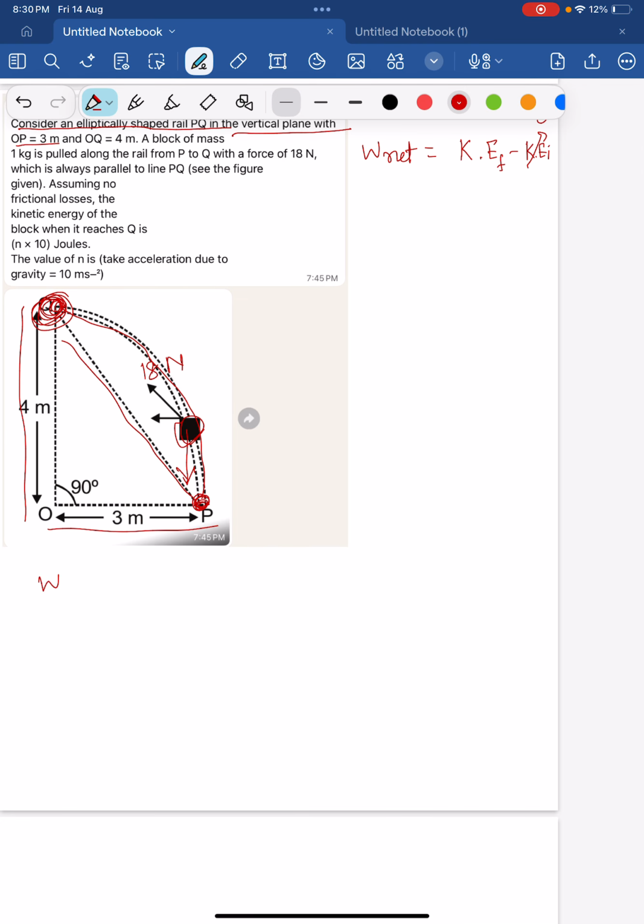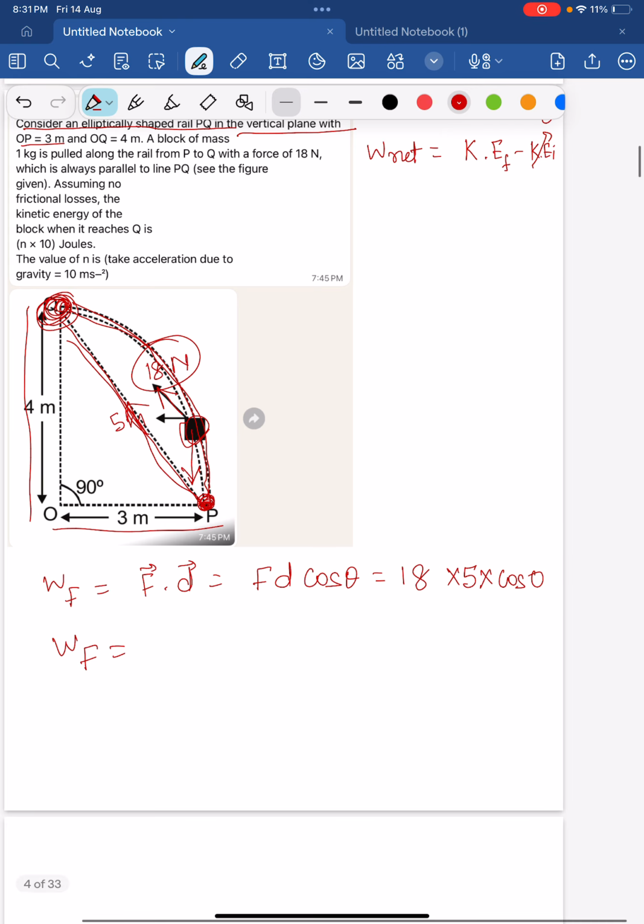So work done by this force will be equal to, we know that work done is force dot displacement. So it means F into D into cos theta. Value of F is 18 Newton, and if body is moving from this point to this point, so shortest distance between initial and final point is this length, and it will be 5 meter. So displacement is 5 meter, and angle between force vector and displacement vector, so both are parallel, so angle will be 0, so cos 0. Then work done by this applied force will be 90 joule.